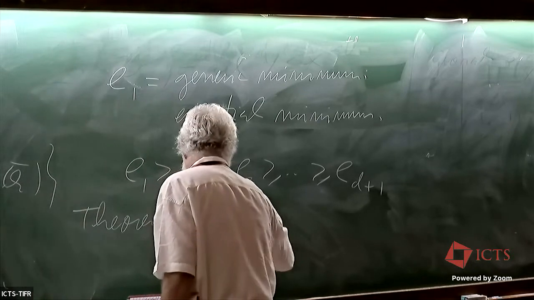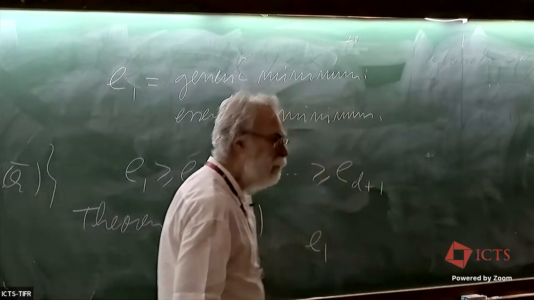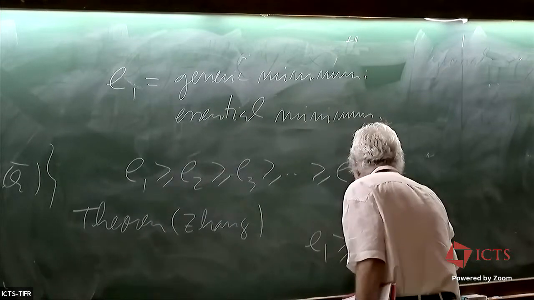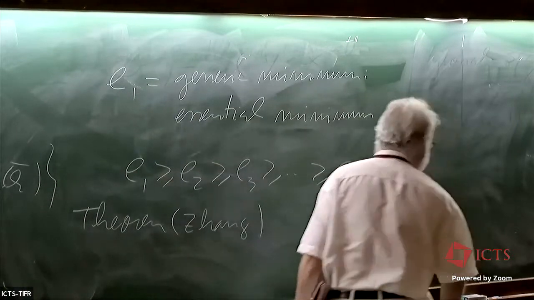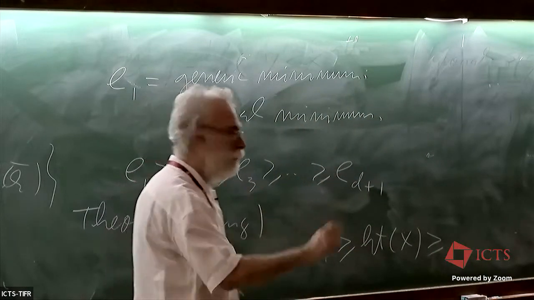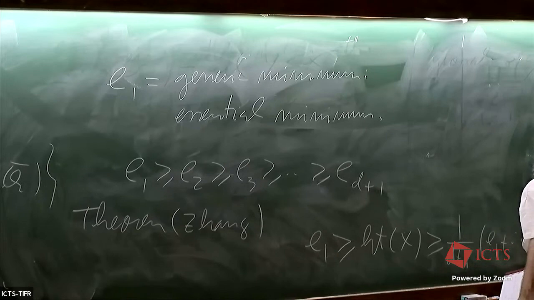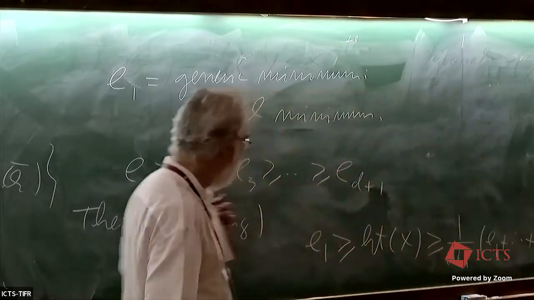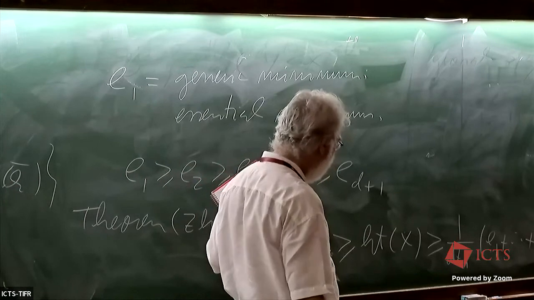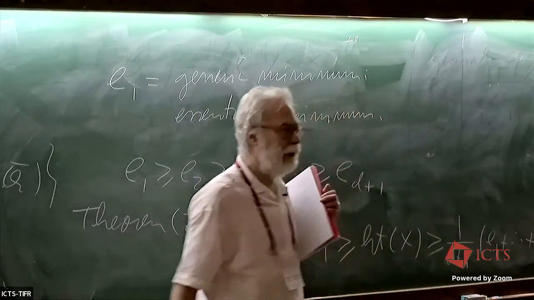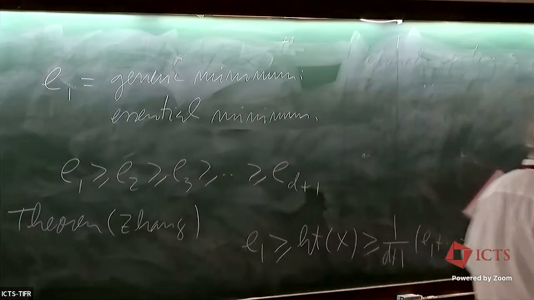This is also due to Zhang. It tells me that e one, the essential minimum, is always bigger or equal than the height of the whole variety X. And in turn, the height of the whole variety X is bigger or equal than the mean of all the minima, that is, 1 over D plus 1 times e one plus ... plus e D plus one. So there is this estimate that tells me that I have the different minima of the variety, and they can be estimated with respect to the height of the whole variety. Questions?